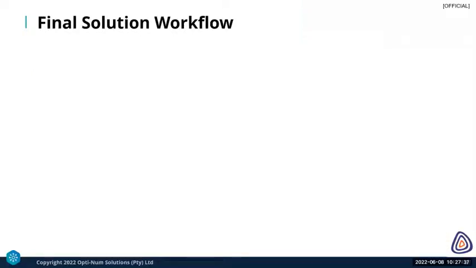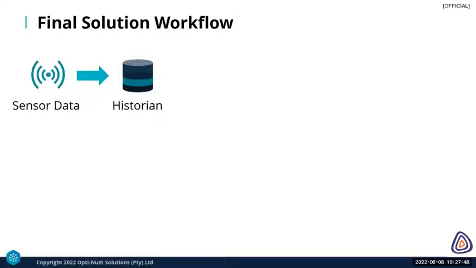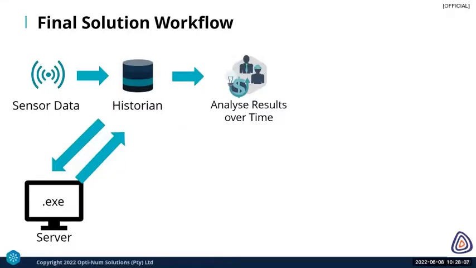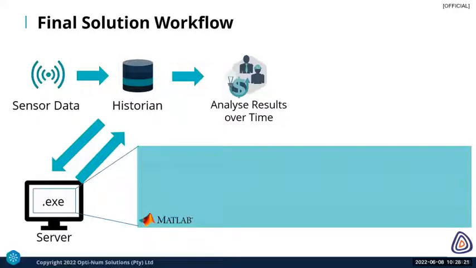Jumping into what the solution workflow looked like. We started off with sensor data, as I mentioned, directly around the boiler and upstream of the boiler, and that's logged to a historian. We accessed the data from the historian, from a local server that we have our MATLAB executable on. At the same time, we write data back to that historian and we can analyze those results over time and see what effect our machine learning algorithm is having on our sugar mill. The executable was all designed in MATLAB. So it is a MATLAB workflow, but this is generalizable to other languages and other tools.